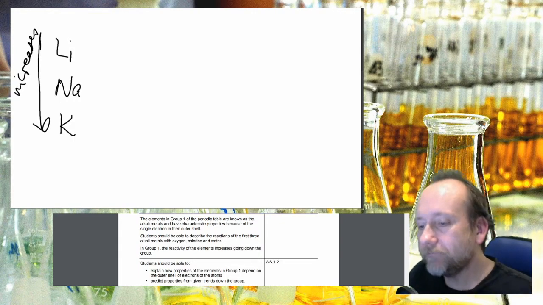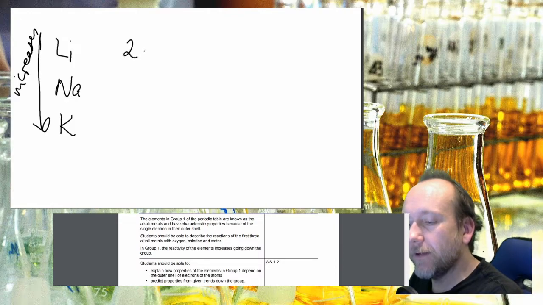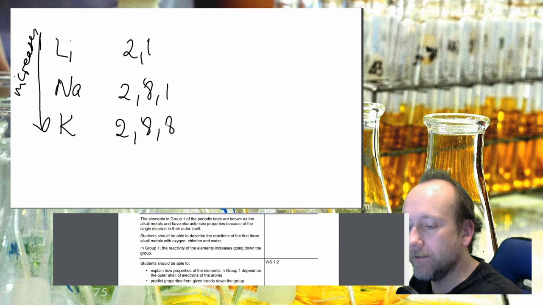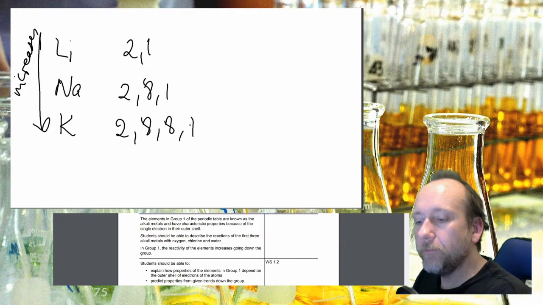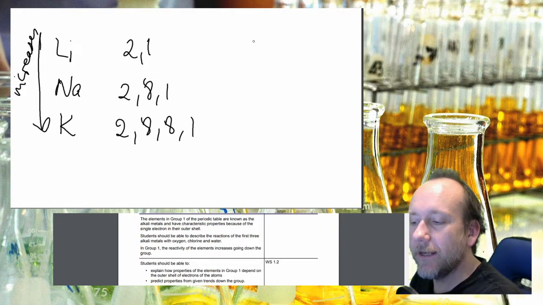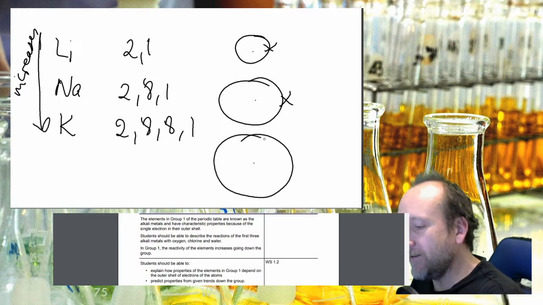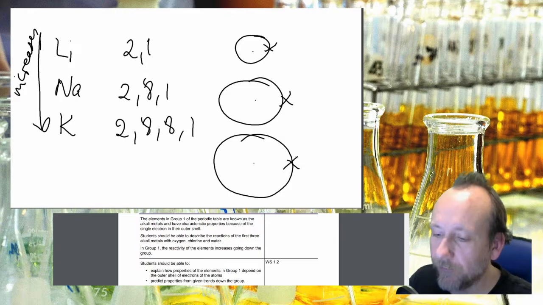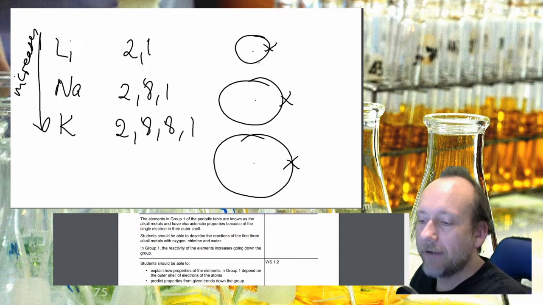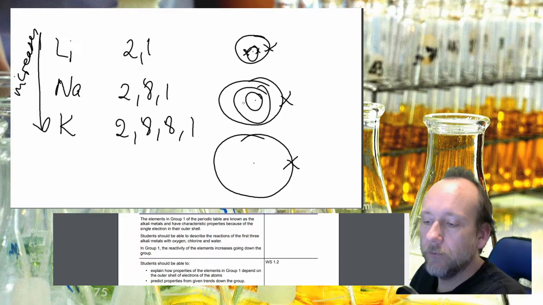Why is that? Well, if you look at the electron configuration, for lithium it's 2,1, for sodium it's 2,8,1, and for potassium it's 2,8,8,1. And what we know is that the single outer electron is further away each time from the nucleus. That means it's actually easier to detach it from the sodium. Note please that I haven't drawn the full shells in the middle. So there would be 1 and here would be 2.